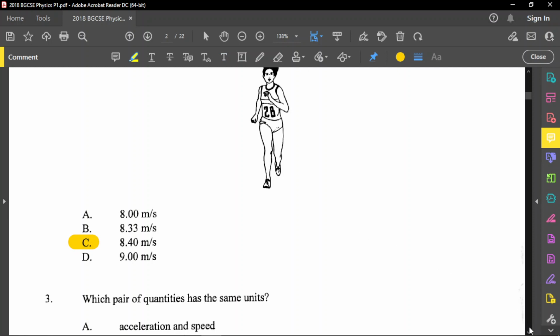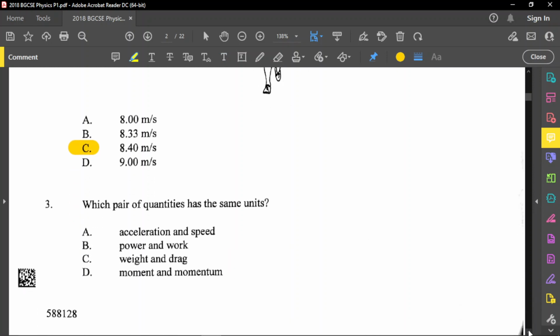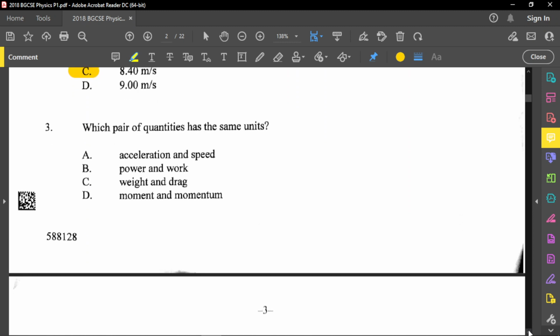For question number 3, the question says which pair of quantities has the same units? Let us quickly go through this. Acceleration is meters per second squared and speed is meters per second, so they are not the same. Power is measured in watts and work is measured in joules or Newton meters, so that is not the same either. Weight and drag: as a matter of fact, weight is a force, drag is a force, so those two are measured in Newtons. So C will be your answer.